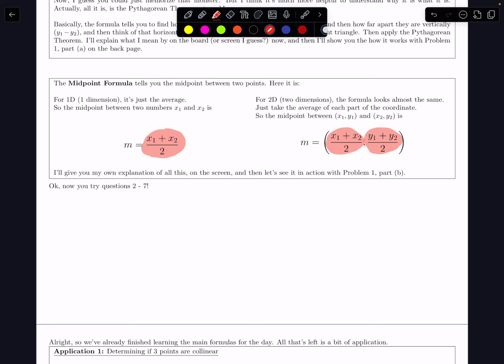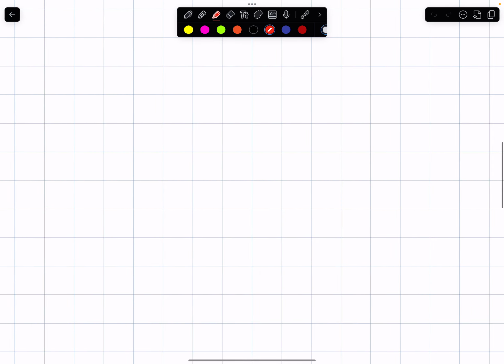All right. So let me draw you a quick picture. First in 1 dimension. With 1 dimension, we're talking about a number line, right? You've got a number line. Let's say this is 0. So you've got 1, 2, 3, 4, 5, 6, 7, 8, 9.